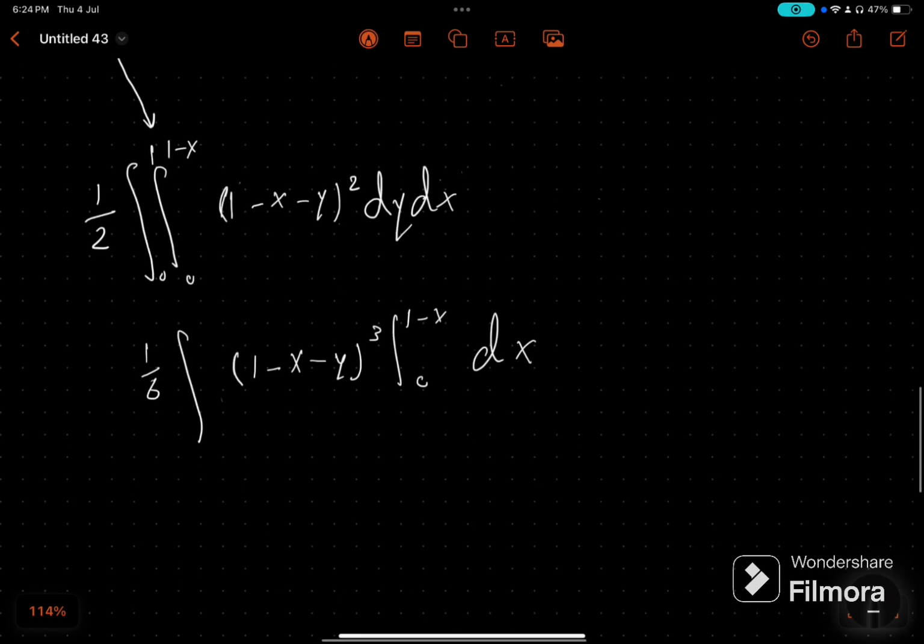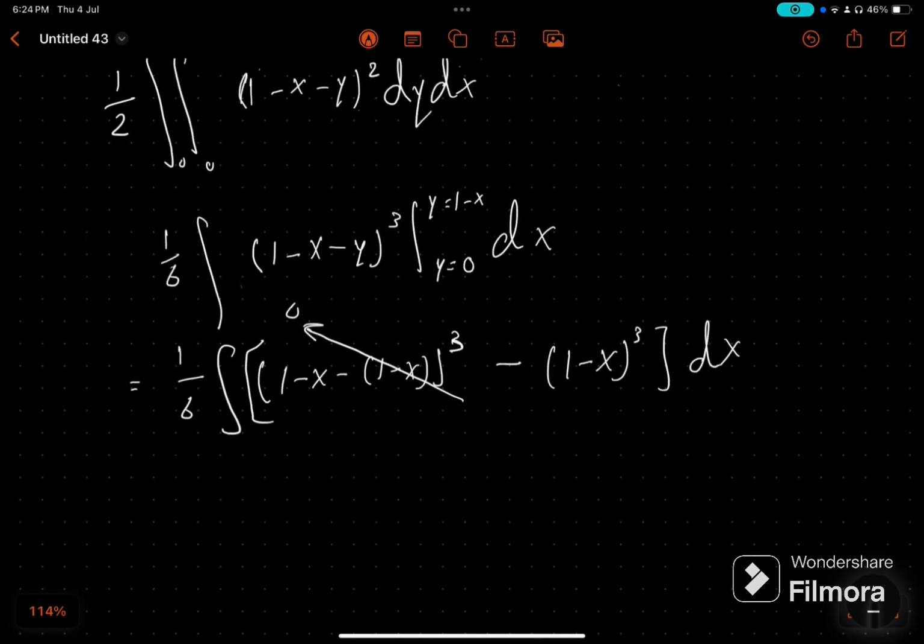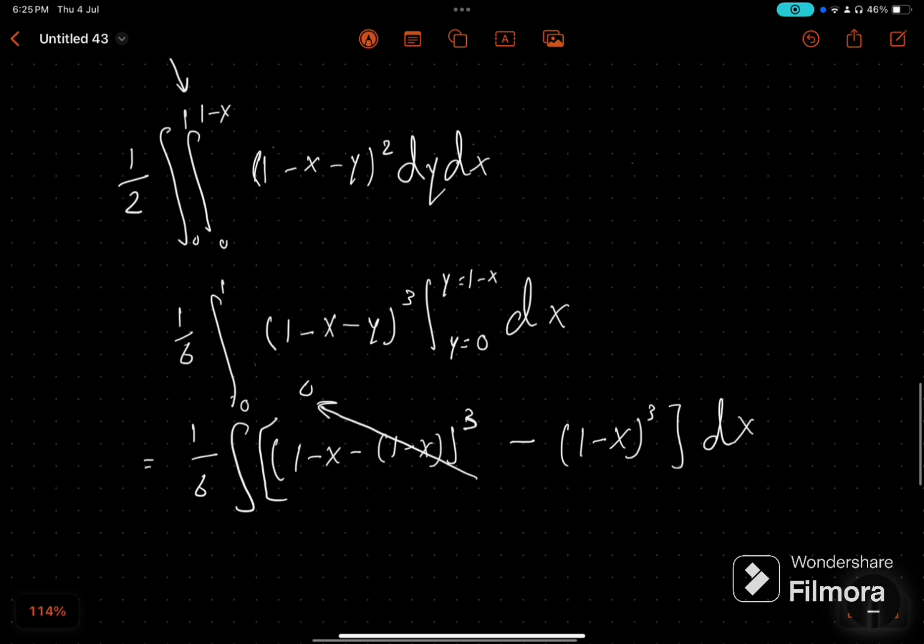So now we can evaluate this. We're gonna get 1 over 6. We are evaluating y, so y equals 1 minus x, and y equals 0. That's important. We do not want to plug it into x. So we have first 1 minus x minus 1 minus x all to the 3 minus 1 minus x all to the 3. And we took, as we said, 1 over 3 to the outside. So this one basically is 1 minus x minus 1 minus x, which is 0, and this remains. And here the limits are 0 to 1.